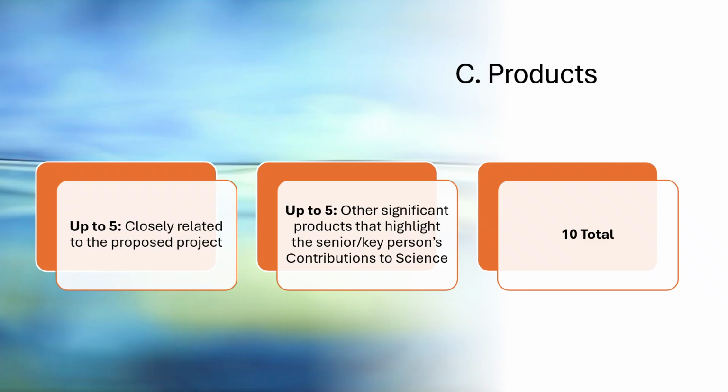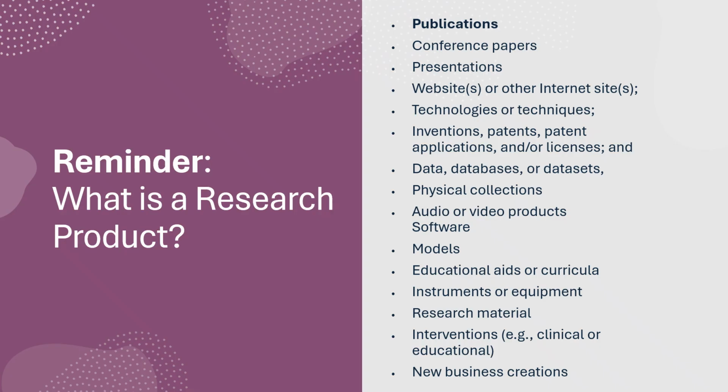So why do we keep calling it products? Just a reminder, a research product obviously includes peer-reviewed publications, which is probably what most of you will be including, but it can also include things like conference papers, presentations, websites. Patents are a really common one to include. So any of those things really can fit and be cited if you'd like.